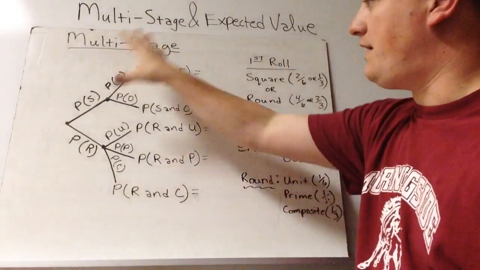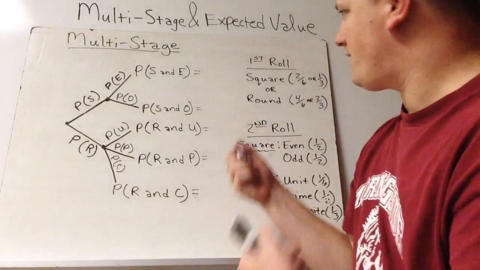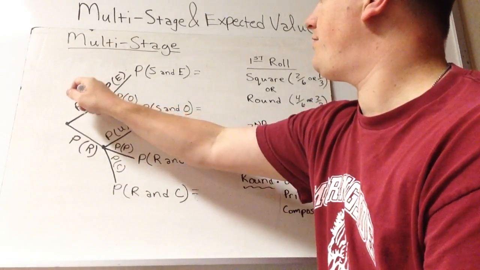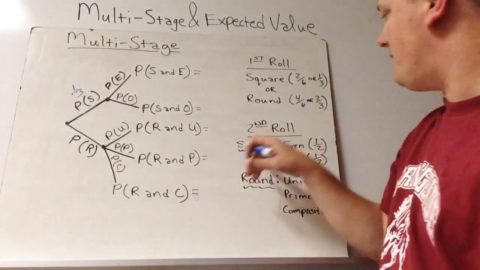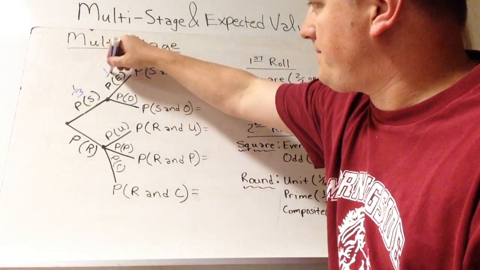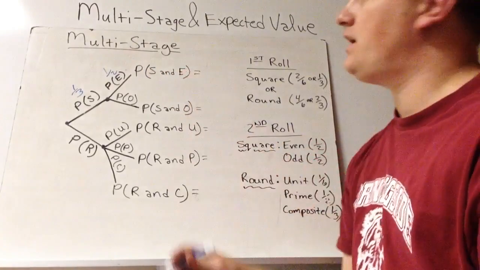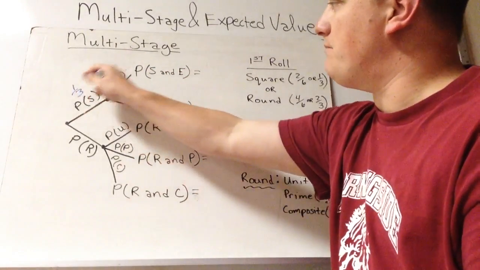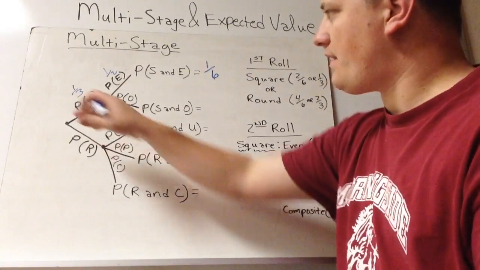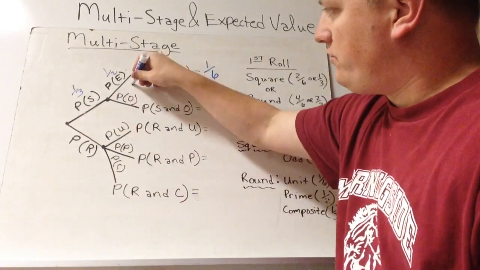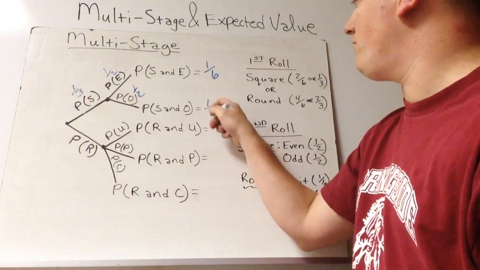Okay, so we're going to use these numbers to predict the likelihood of different pairings. Here I've already drawn out our tree diagram. Probability of a square is 1/3. Probability of an even number is 1/2. So the probability of S and E, a square and even, in our two rolls, we multiply these two together, which is 1 over 6. Odd is 1 over 2 here, so we've got 1/3 times 1/2, we get 1 over 6 again.